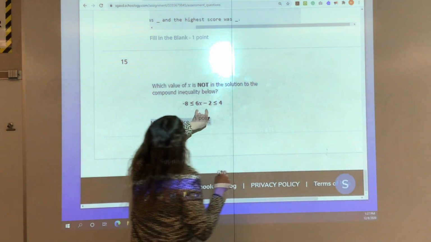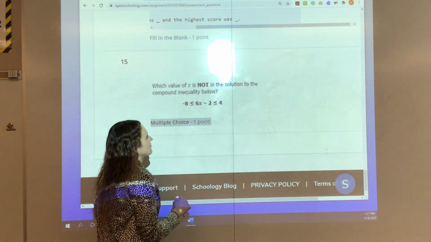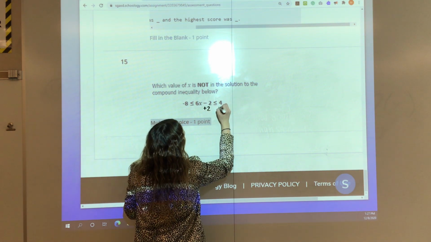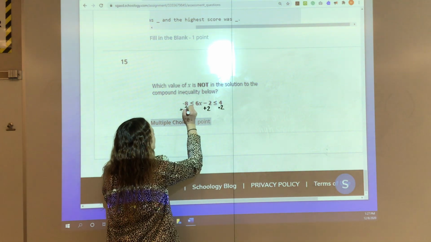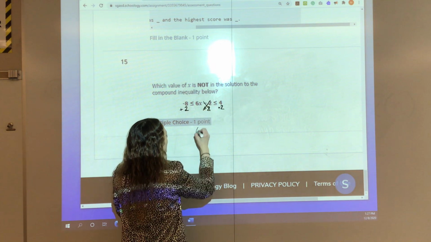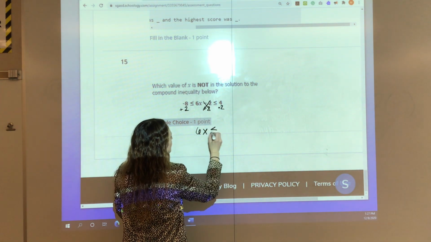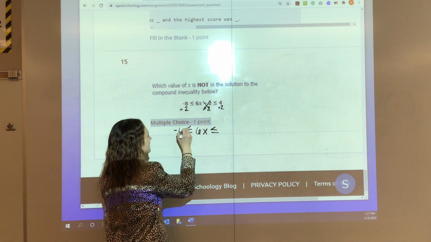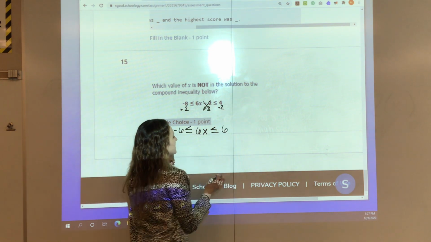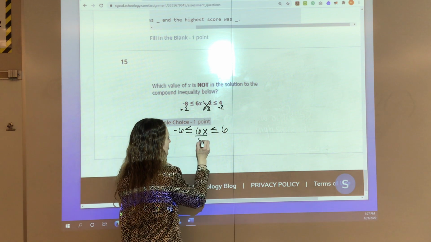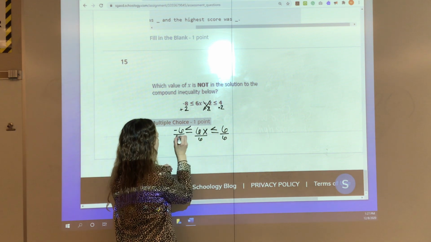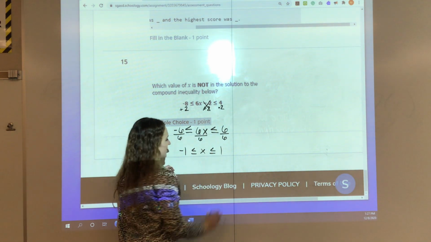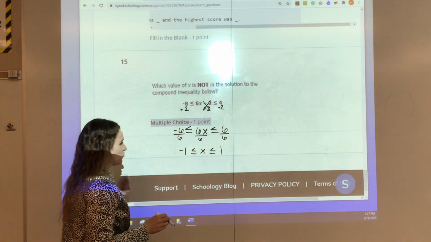Again, this is a compound inequality because my x is in the middle. So if I'm trying to get that x by itself, I'm going to add 2 to all sides. That's going to go away. I'll still have my 6x in the middle, drop down my inequality symbols. Negative 8 plus 2 gives me negative 6. 4 plus 2 gives me a positive 6. Now I'm going to divide by 6. And I get negative 1, bring down my inequality symbols. X is less than or equal to 1.